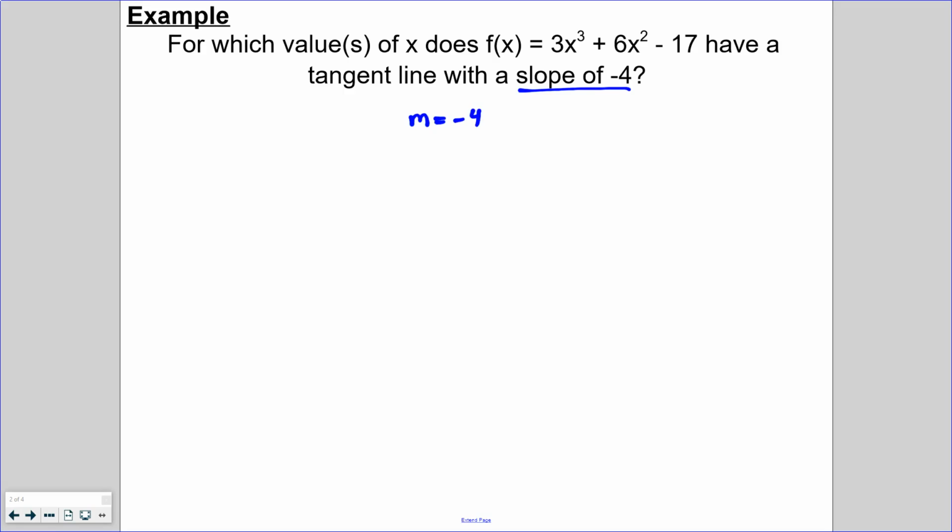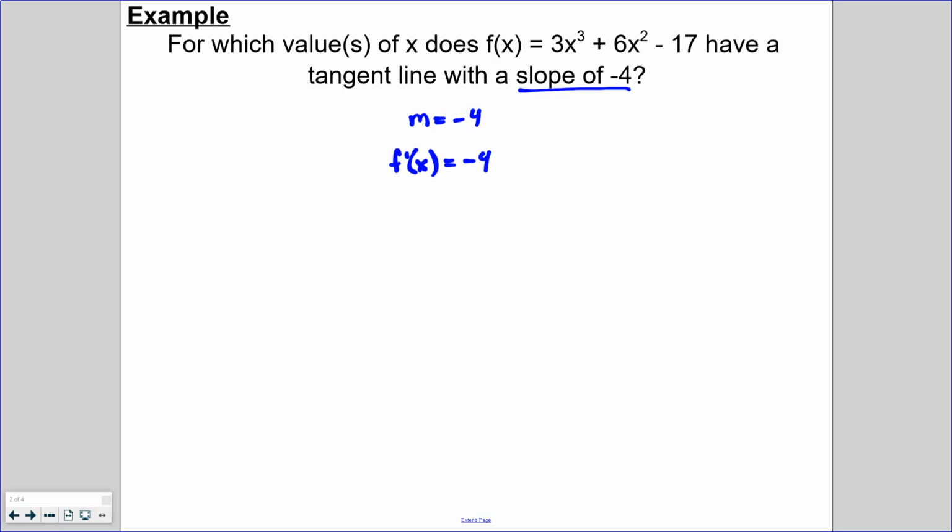Well, we also know that we can find the slope by taking the derivative. So therefore, we can say that the derivative, which is equal to the slope, is also negative 4. Well, this means that if we take the derivative of our function, set it equal to negative 4, that will allow us to find the x values that have a tangent line with a slope of negative 4. So let's go ahead, let's take the derivative of our function.